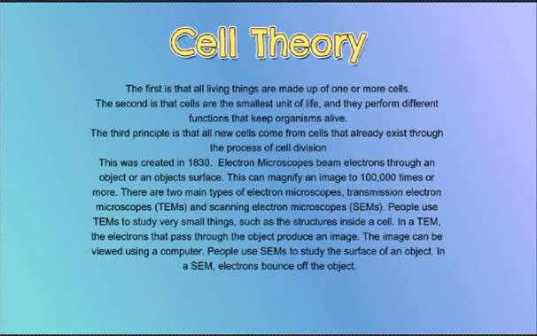Electron microscopes beam electrons through an object or an object's surface. This can magnify an image to 100,000 times or more. There are 2 main types of electron microscopes: transmission electron microscopes (TEMs) and scanning electron microscopes (SEMs). People use TEMs to study very small things, such as the structures inside a cell. In a TEM, the electrons that pass through the object produce an image. The image can be viewed using a computer. People use SEMs to study the surface of an object. In a SEM, electrons bounce off the object.